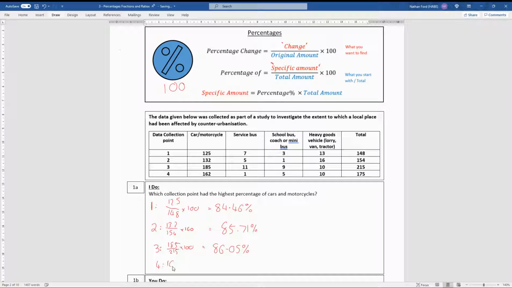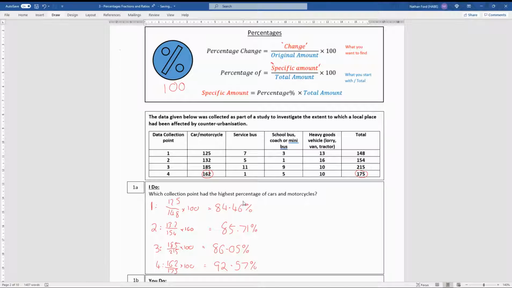Okay, and last but not least, we have 162 divided by 175, because that's our cars and motorcycles out of our total, times 100. Now, the reason that percentages are very useful is that it's a percentage of the total. Because if I looked here, the most amount would actually be 3. But as you can probably tell, our percentages have a different weight because we have different totals for each one of the day.